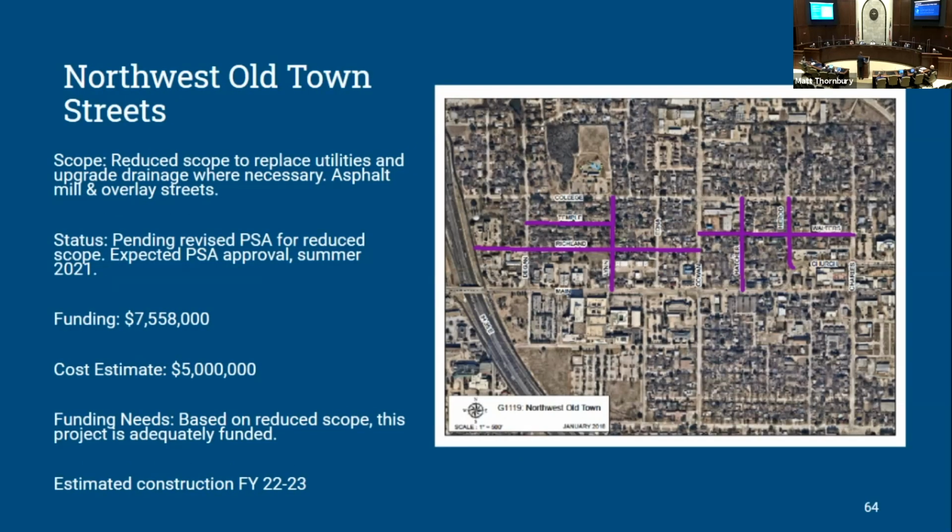Northwest Old Town Streets, we've had a couple of false starts on this project. We started out designing concrete streets with curb and gutter. That very quickly became way too expensive, and so about a year or so ago, the city council directed staff to reduce the scope. We're mainly going to be focusing on utility line relocation and drainage. And then we'll come back and do a full depth asphalt overlay or mill and overlay on this project. Most of the complaints in this neighborhood really have been related to standing water, mosquitoes, and some minor flooding.